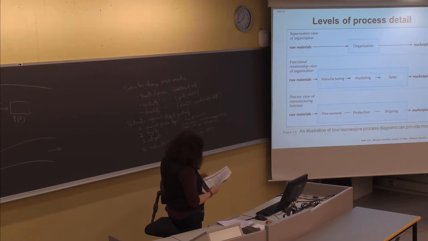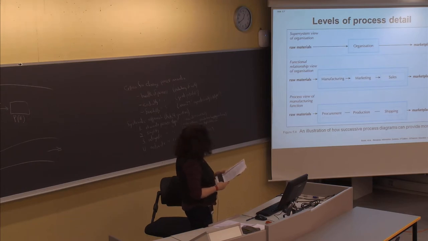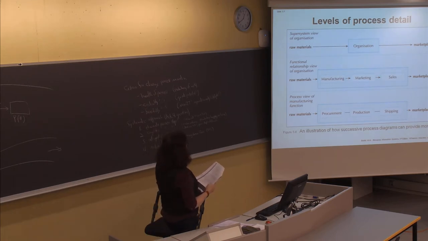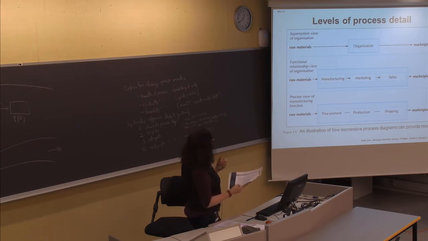What figure 5.4 shows are different levels that the process can take. So the top level is the organization level. In this case, basically, we have one to the same and two not the same. Delivered to an applicant. So it can change everything. It goes on from the organization, that gets extended into the functional relationship between the different phases of the value chain. So that's manufacturing, marketing, sales, for example.